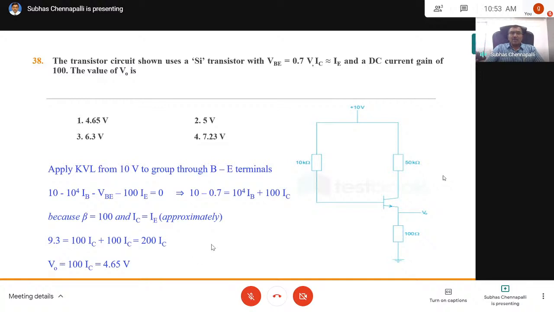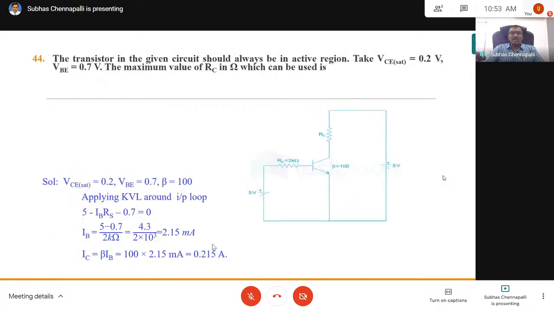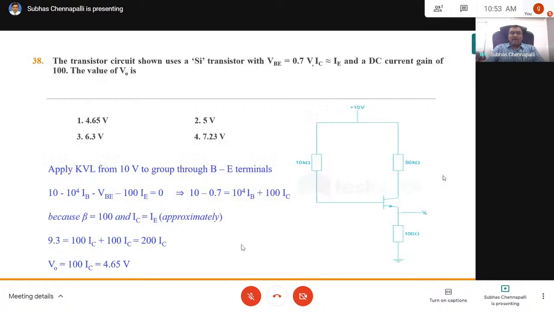Like that you have to do what is asked. Again I repeat, you should have done at least a couple of such exercises with emitter resistor and without emitter resistor, then you will get better grasping and be able to do well in the examination. So V naught output is 4.65, that is the answer.